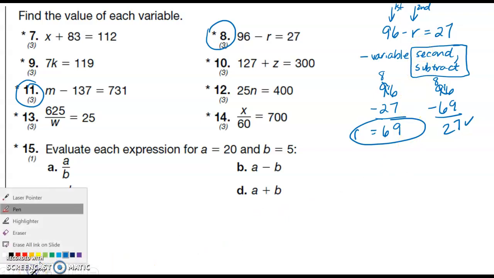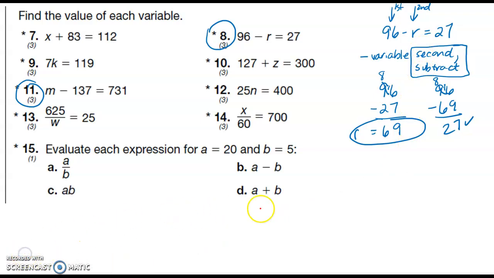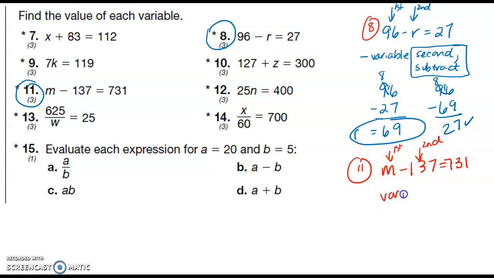And when the variable is second, I subtract. Now, number 11, so this is number 8. Number 11, m minus 137 is equal to 731. Okay, so remember, this is my first spot, this is my second spot, right? And when my variable is in the first spot, I add. Okay, this is only when I have subtraction problems. So I'm going to add 137.